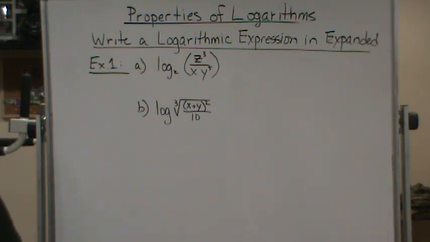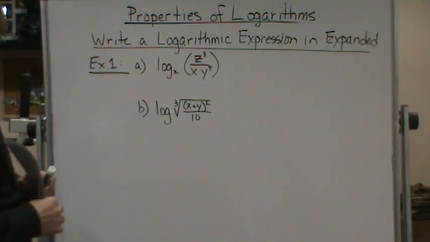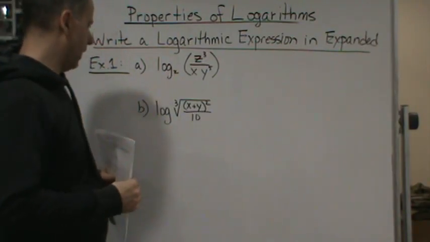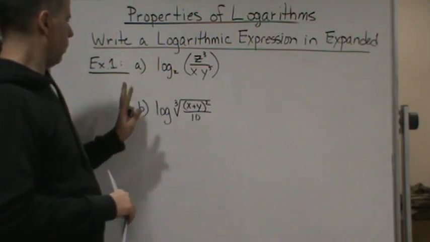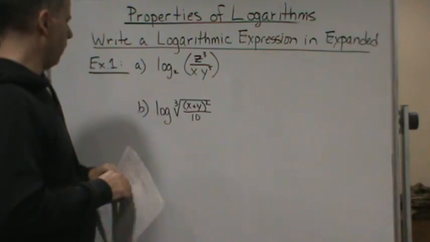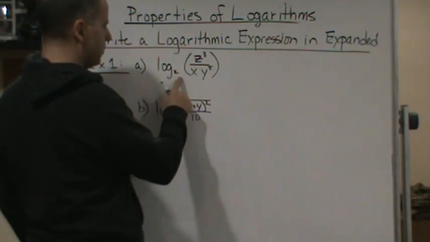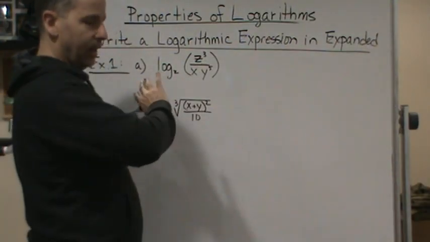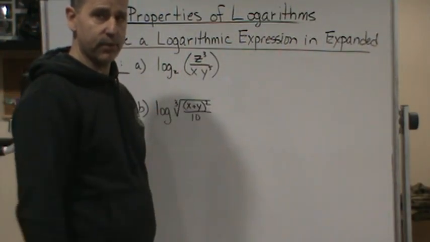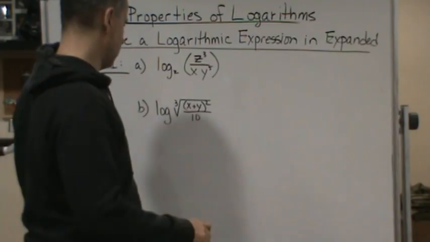All right, let's now talk about how to write logarithmic expressions in expanded form using the properties that we've learned and discussed in previous videos. So we're going to use this example here to show. And let's start with A. So we've got log base 2 of this expression. And now we want to write it as a sum and difference of logs, and we want those to be simplified as much as possible.